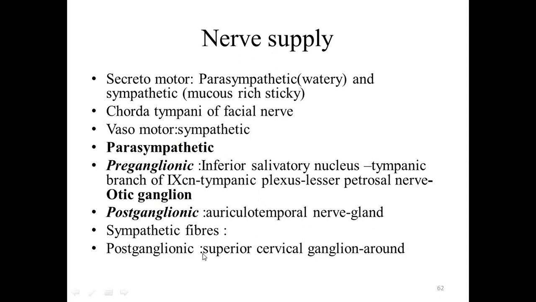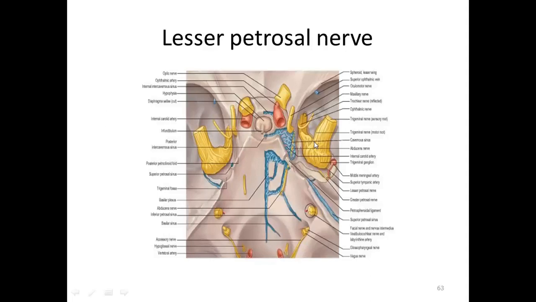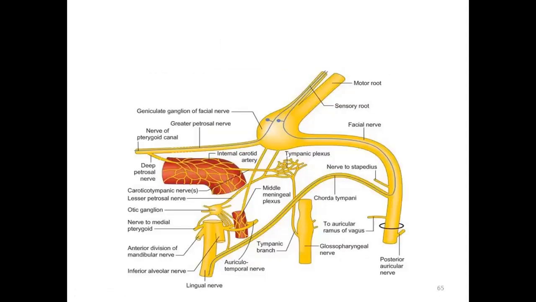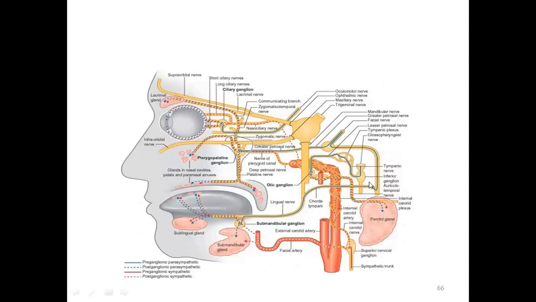Then sympathetic fibers, the postganglionic from the superior cervical ganglion, and here you can see the lesser petrosal nerve to be traced here. For the lesser petrosal nerve, there is a groove over the petrous part of the temporal bone, and around here you can see the auriculotemporal nerve can be traced. This is the tympanic plexus, and the internal carotid artery, around which there is a plexus, and this is the chorda tympani. Through the chorda tympani and through the auriculotemporal nerve, finally they will reach the gland. So here also the pathway is shown in the diagram.